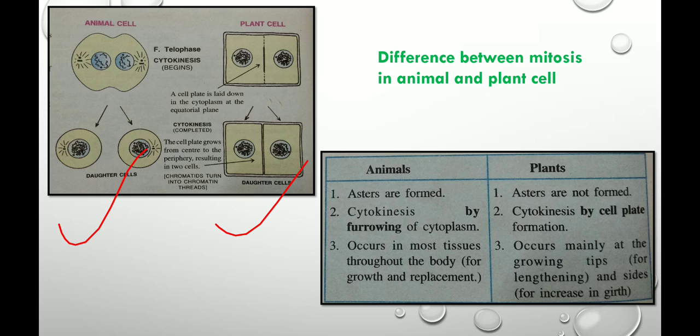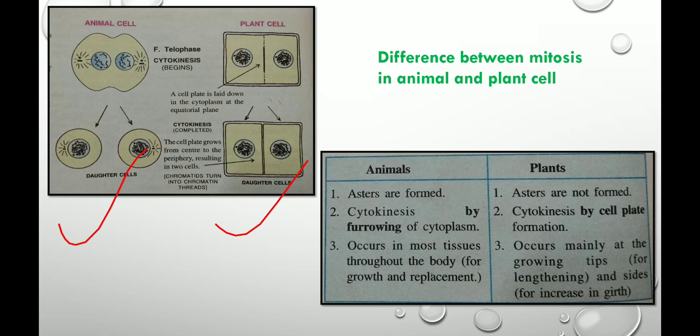But in case of plant cells, a cell plate is formed. Here also the cytoplasm gets divided, but here a cell plate is formed. So here the cytoplasm divides by cell plate formation. Here the cleavage furrow is not formed. Clear? Next, in case of animal cells, mitosis occurs in most of the tissues throughout the body as it helps in growth and development. And in plant cells, mitosis occurs mostly in the growing tips for lengthening. In plants, mitosis occurs in the portions where growth happens, that means the growing tips. But in animals, mitosis occurs in most of the tissues throughout the body.